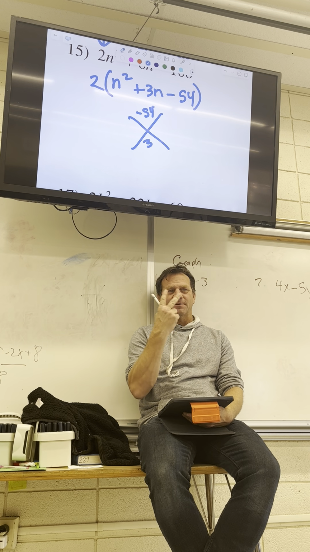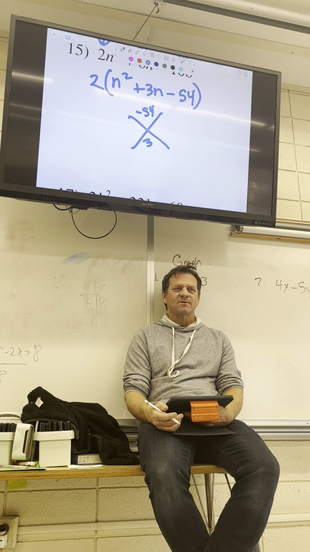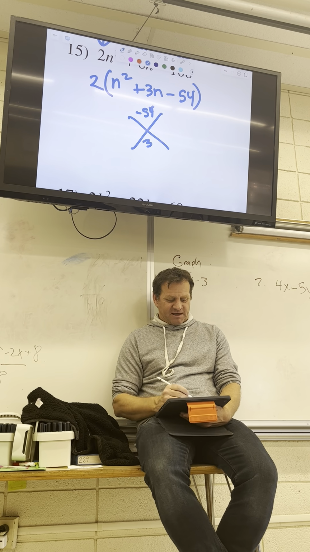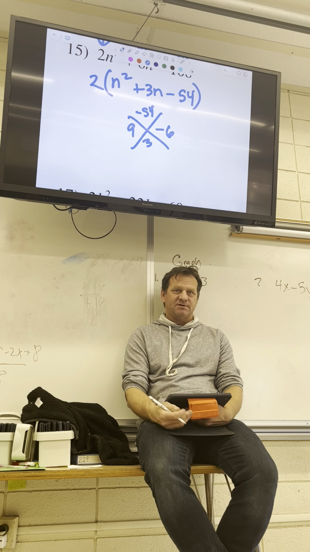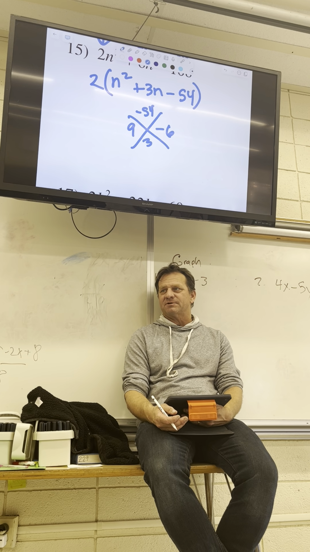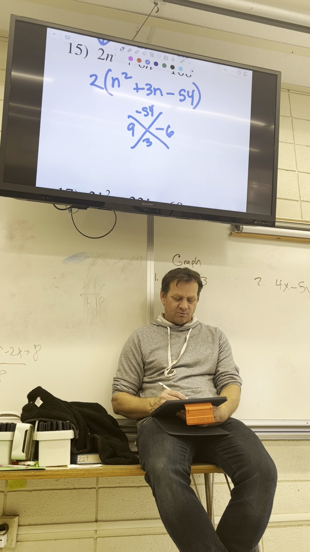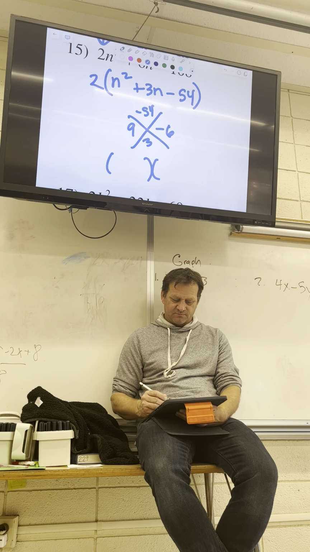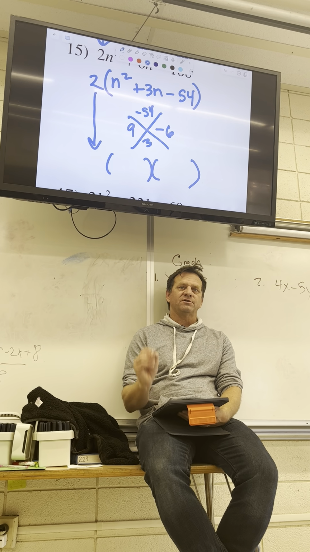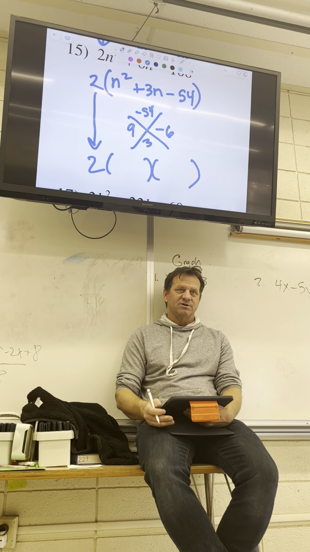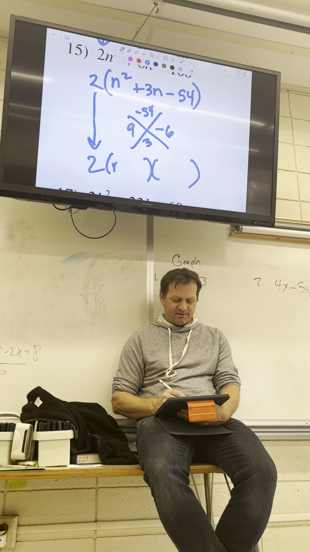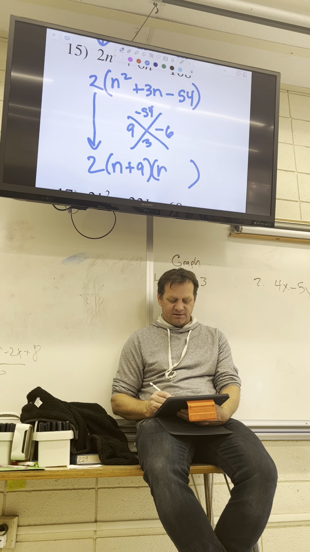Look for 2 numbers there. It's 9 and negative 6. If you multiply those together, you get negative 54. If you add them together, you get positive 3. So when I go to write these factors here, I have to include the 2. 2 is one of the factors. So 2 is a factor, and then we'll have n plus 9 and n minus 6.